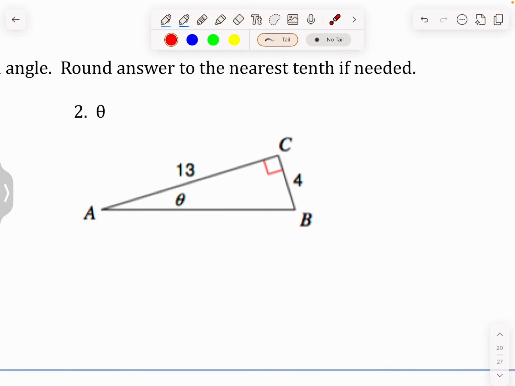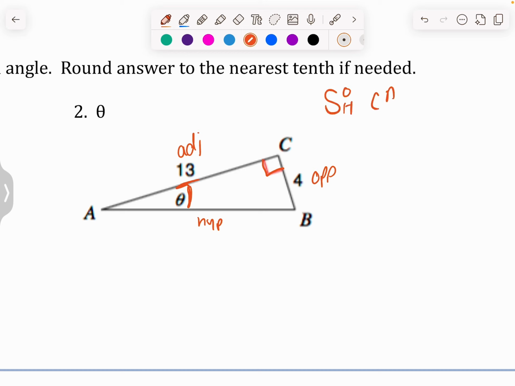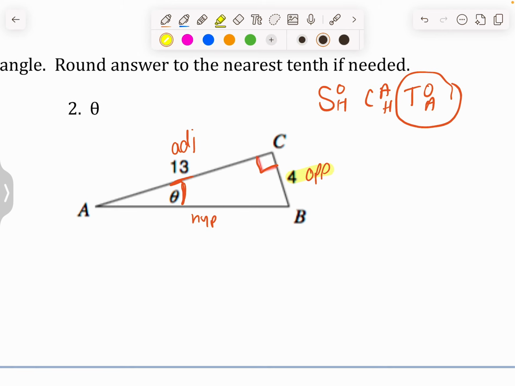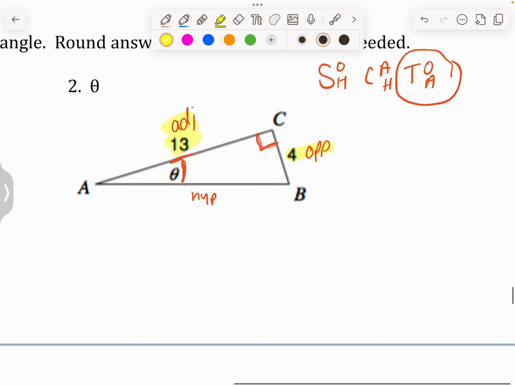Okay, looking at this triangle, remember that this is my right angle, which means this would be the hypotenuse. And then if this is the angle, the 13 is touching it, that would be your adjacent side, and the 4 is across, so that's going to be your opposite. So if you have SOHCAHTOA, you are looking at tangent, because opposite and adjacent are the two sides that are given. You don't have a number for hypotenuse.